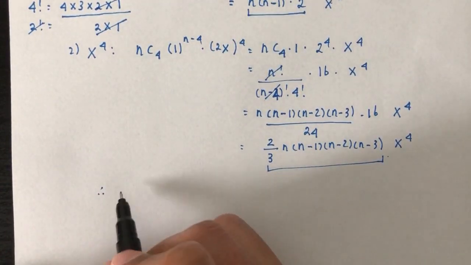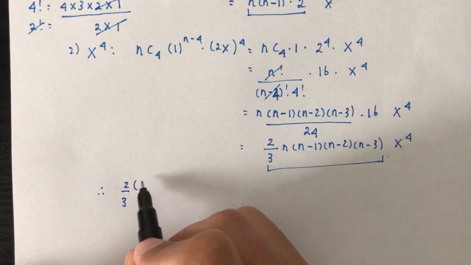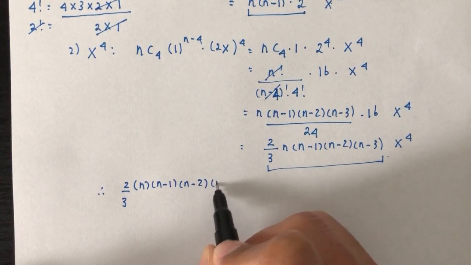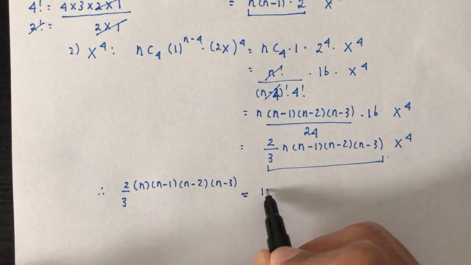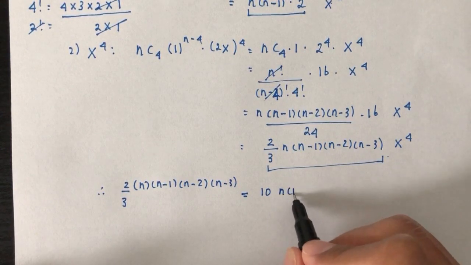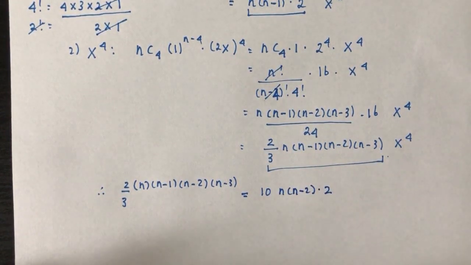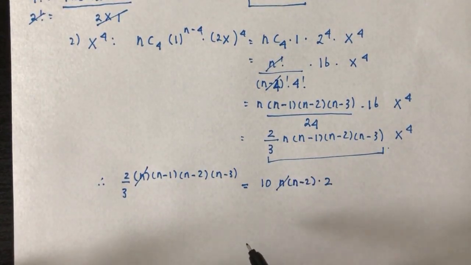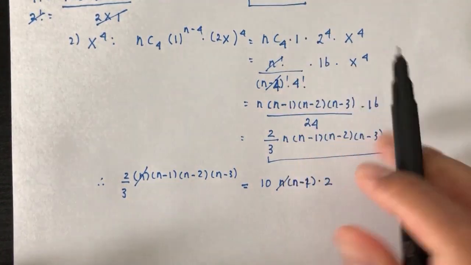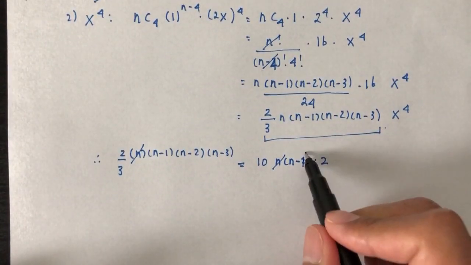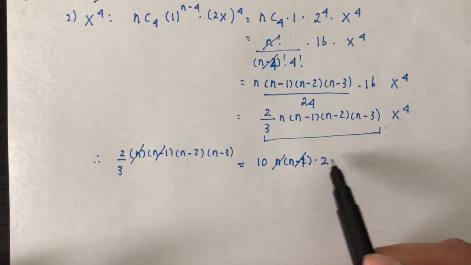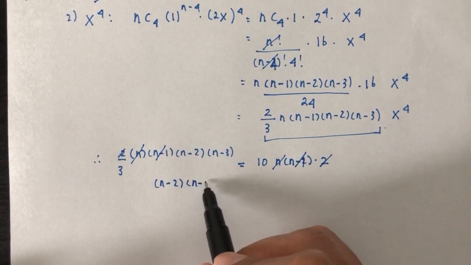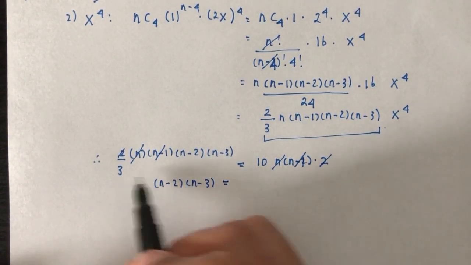So it says that this one, 2 over 3 with n minus 1, n minus 2, and n minus 3 is equal to 10 times the first one. So let's simplify. This one goes away, and this is 1. The top here is 1, so this one goes away as well. The remaining will be n minus 2, n minus 3 equal to 30.